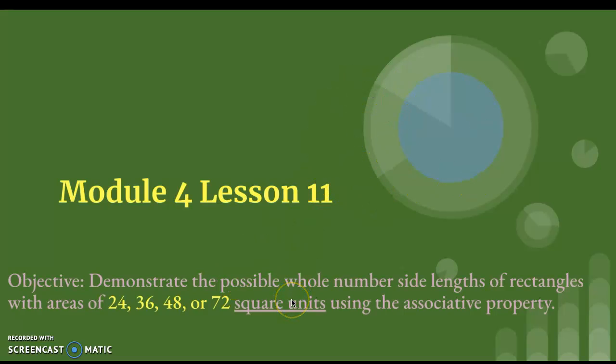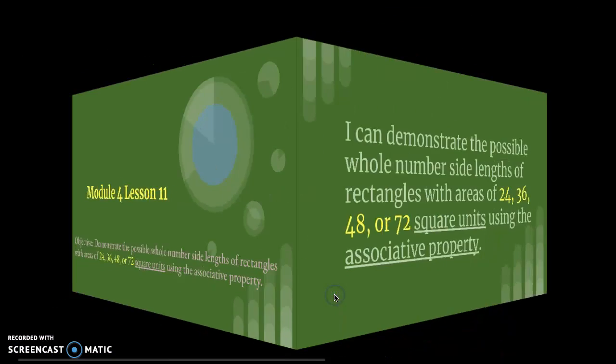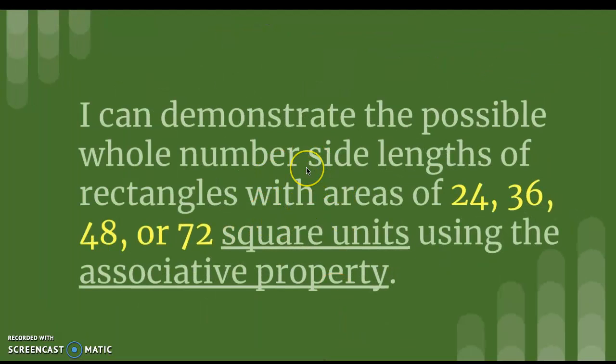so I want you guys to be comfortable with working with these two numbers, and we're going to be using the associative property. Now, I know that's probably a newer concept to you, but we're going to touch on that a little bit today. So, to restate our objective: I can demonstrate the possible whole number side lengths of rectangles with areas of 24 and 36. Like I said, today we're going to do 24 and 36.